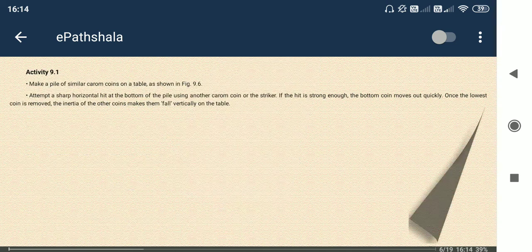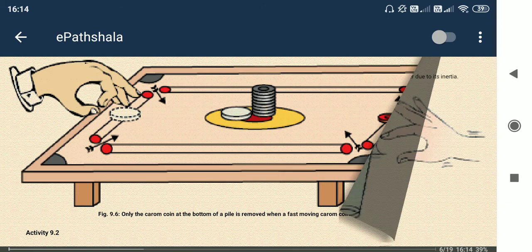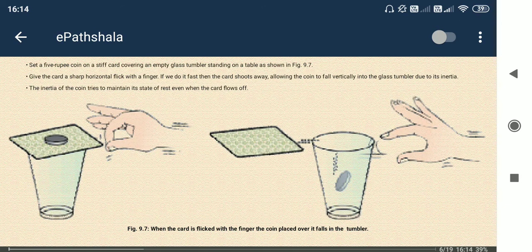So you can see this is inertia. What is inertia actually? See from the picture shown here, we are applying force on the board. This is removed, but the coin is not removed. The tendency of the coin is to remain in the static condition, so it tries to keep its original location. Now if the card is not there, it will fall inside the glass, right? So this is the phenomenon of inertia.